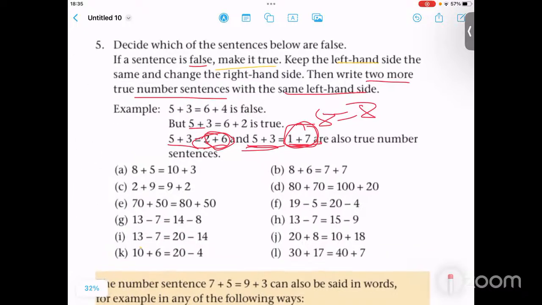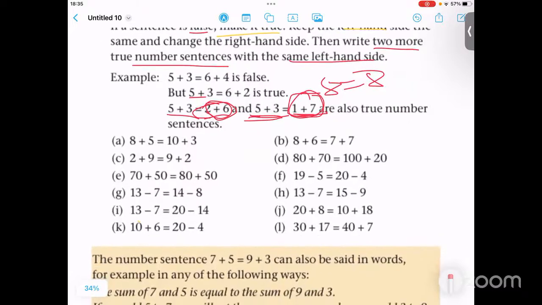And let's see. Now let's try to attempt the first one. So the first one, they're saying A, we're having 8 plus 5 is equal to 10 plus 3. And Nana, how much is 8 plus 5? 13. 13. And Tato, how much is 10 plus 3?